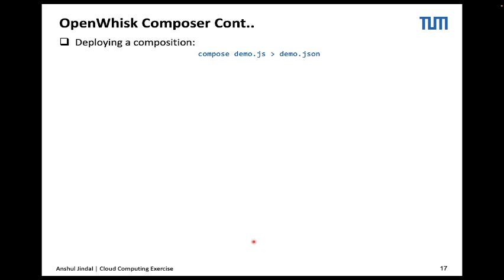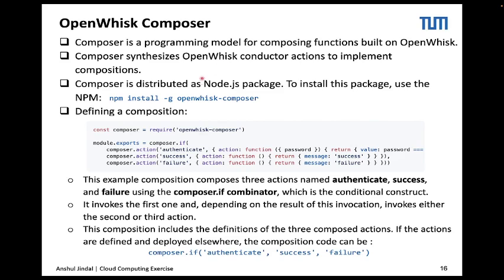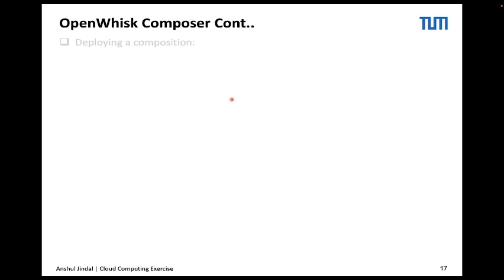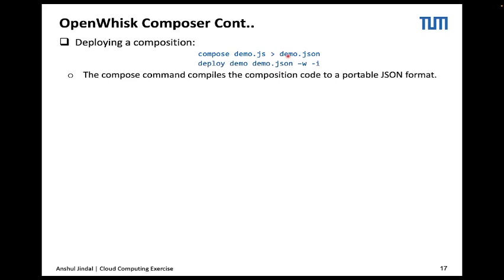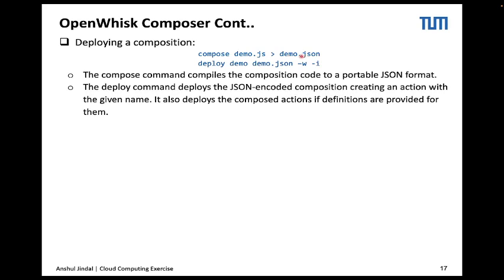So now, how do we deploy this composition function or composer function? If you have installed the OpenWhisk composer, you can run the compose command, specify the composer function, and convert it into a JSON file. This JSON file will contain all the required compositions for OpenWhisk to run. Once you have this JSON file, you can then deploy it using this command over here.